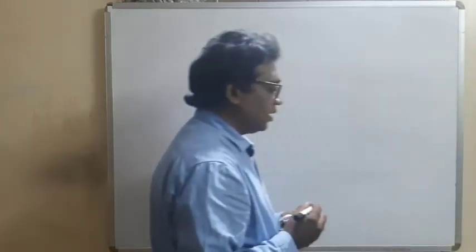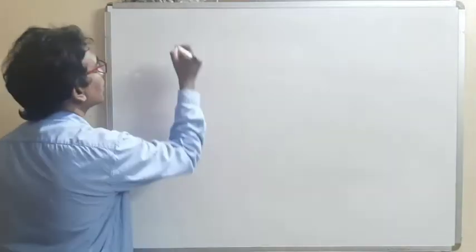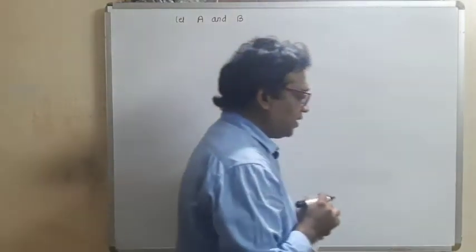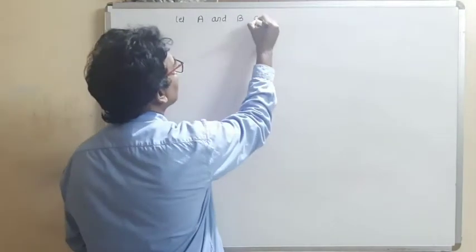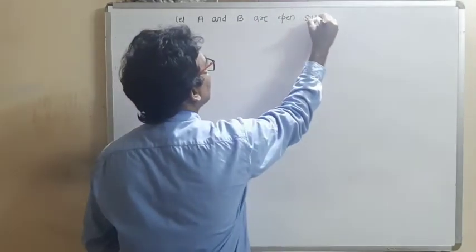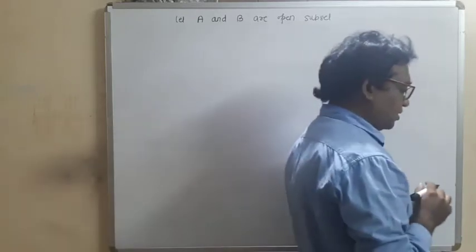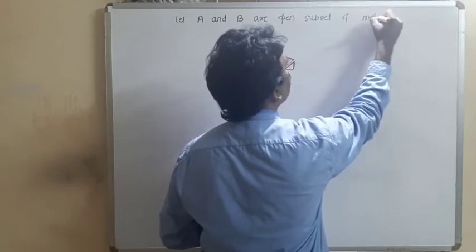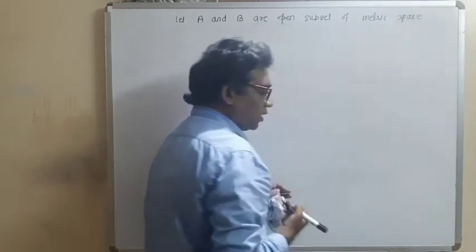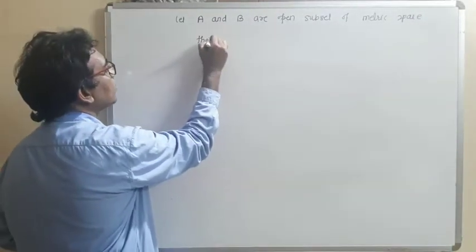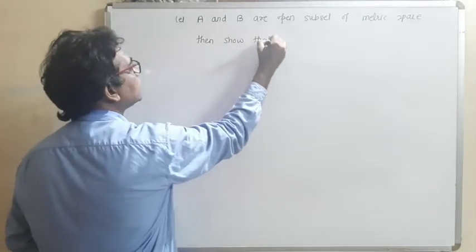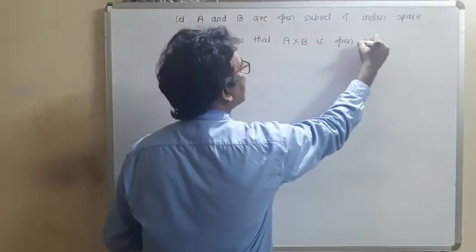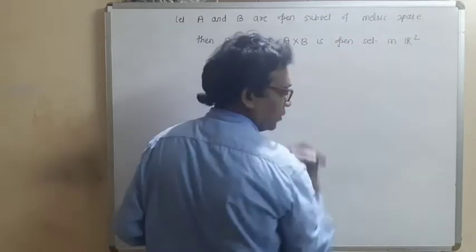Now consider the next theorem. Let A and B be open subsets of a metric space M, then show that A cross B is an open set in R2.